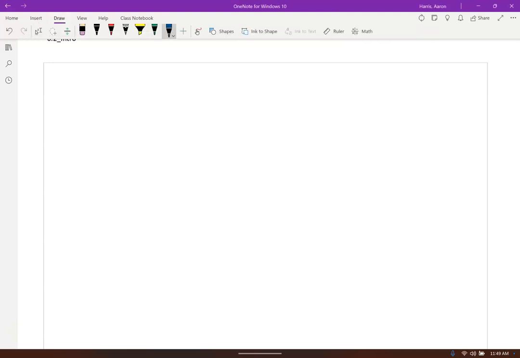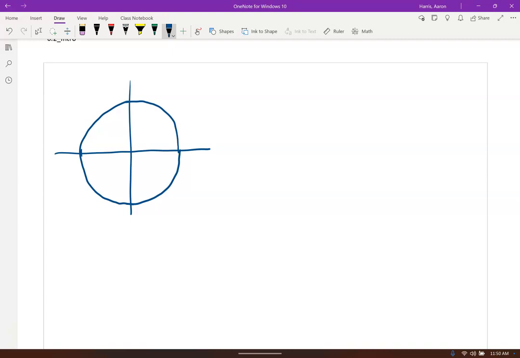So what we're going to do is we're going to start with the unit circle. So what is the unit circle? The unit circle is a circle centered at 0, 0 with a radius of 1. Let's see if I can't draw an okay circle. Okay, so it has a radius of 1 unit, right?